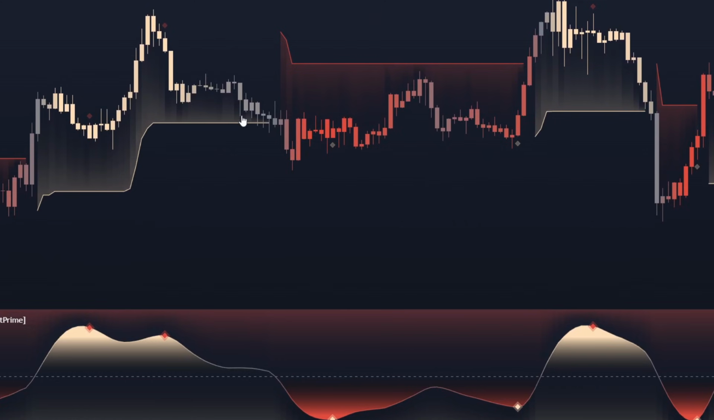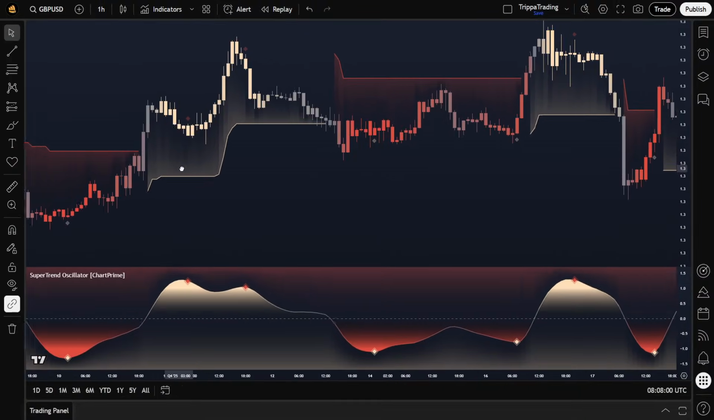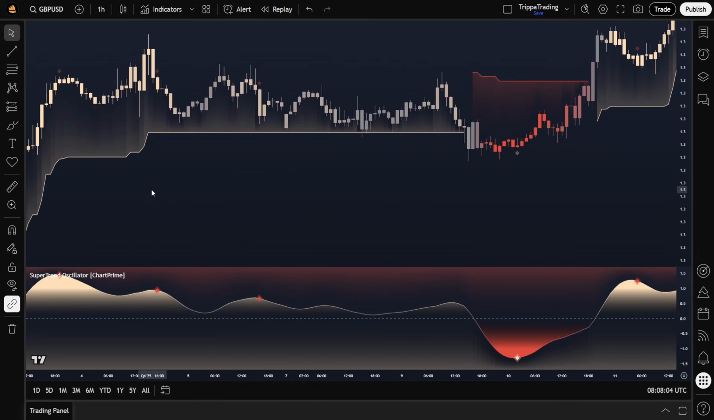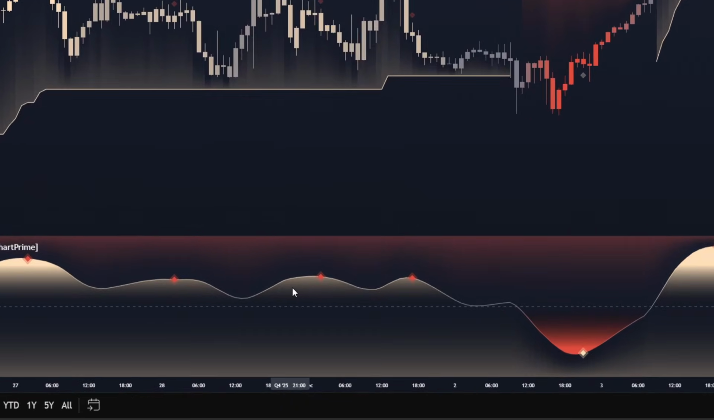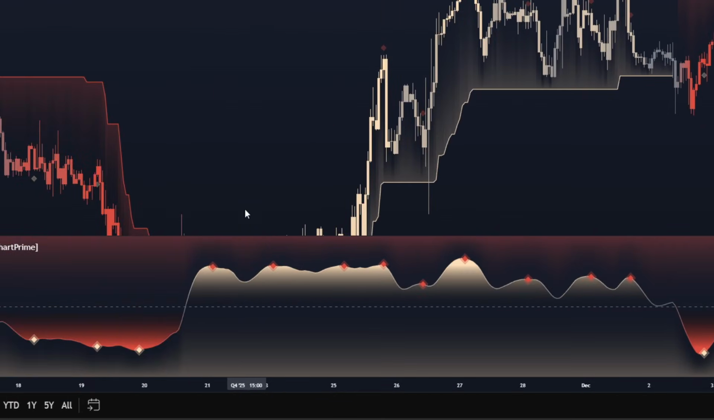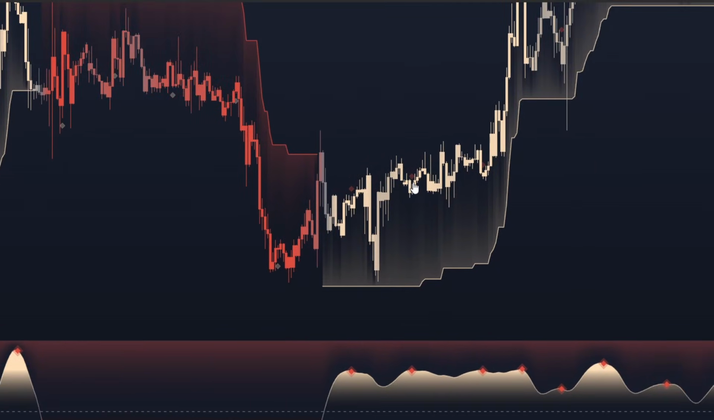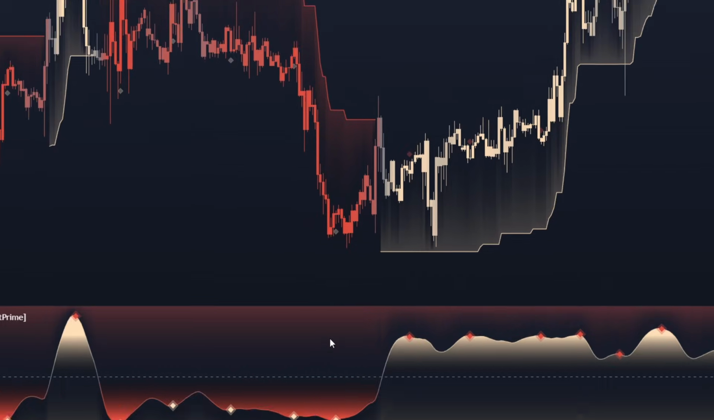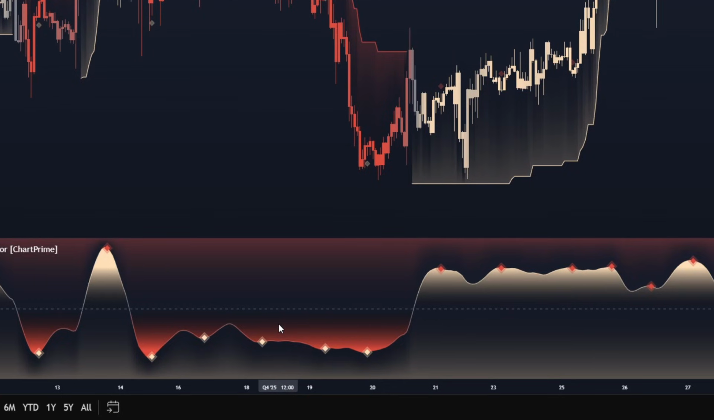With the help of this indicator, you're not guessing. You can see trend strength, exhaustion, and momentum shifts clearly on any market and any time frame, so let me show you how. Below the chart, you'll see the oscillator moving above and below the zero line. When price is above supertrend with strong upside momentum, the oscillator rises above zero with a warm gradient. When price is below supertrend and momentum is bearish, it drops below zero in deep red.